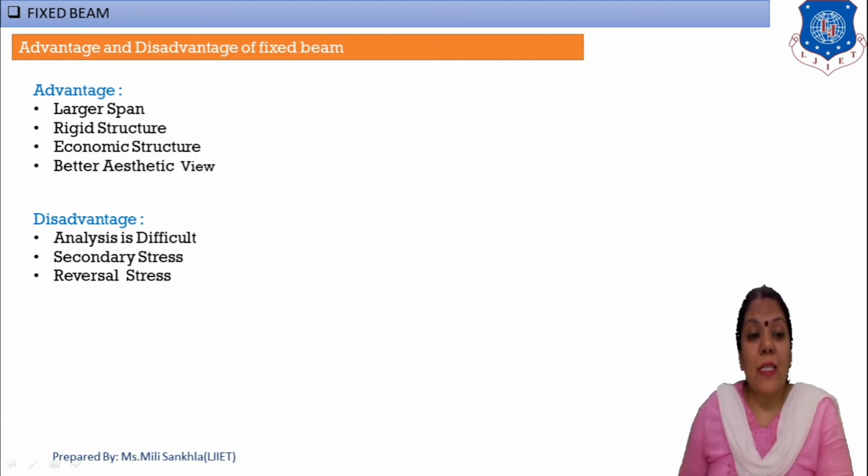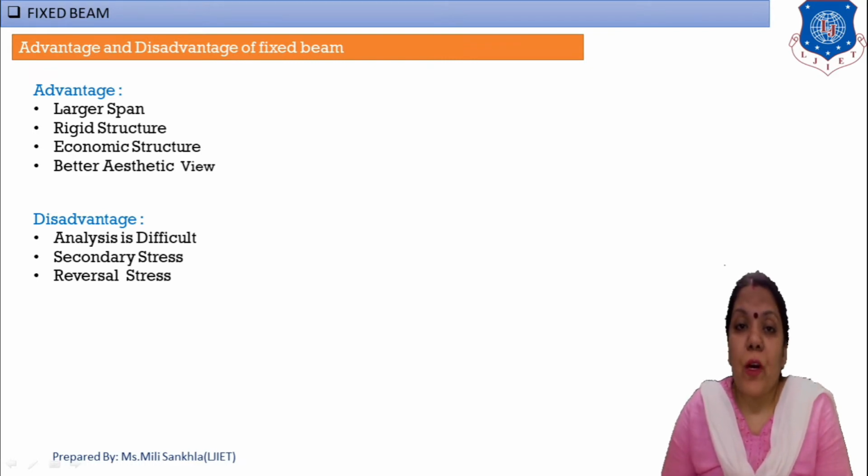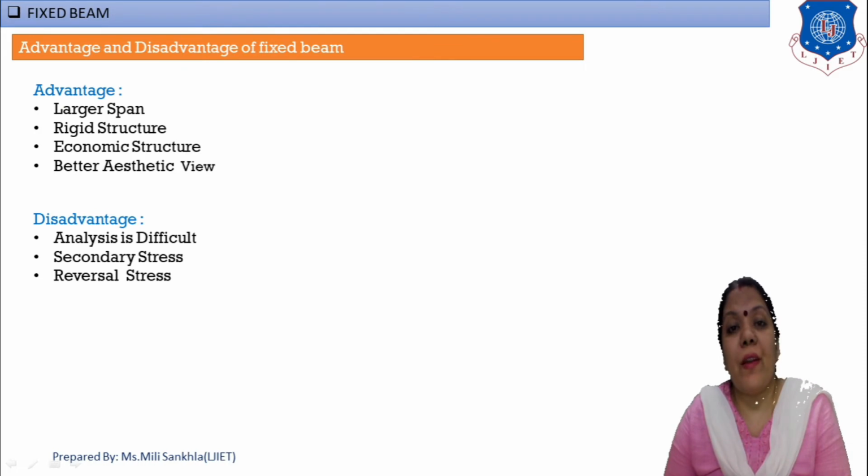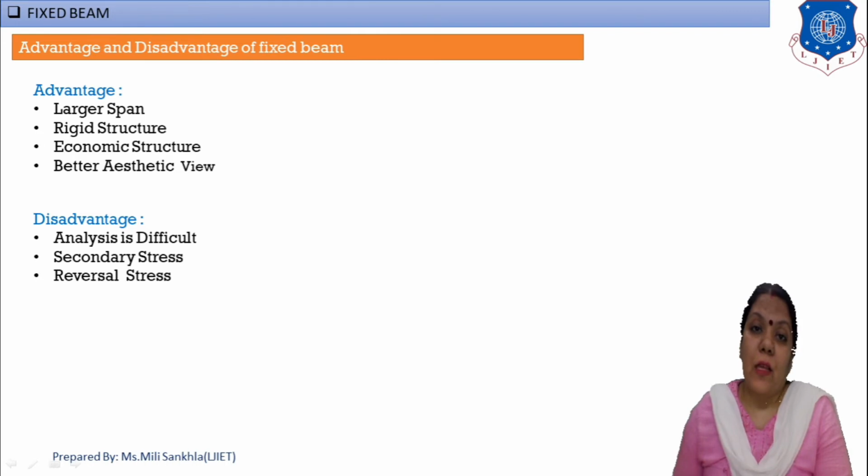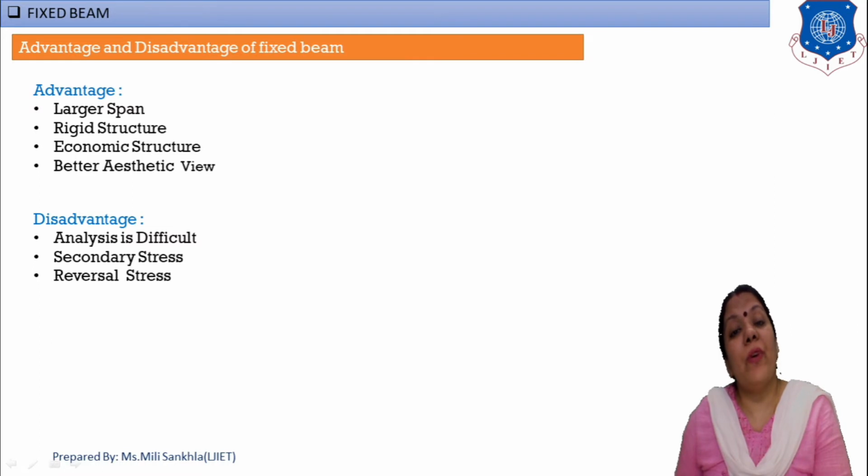First disadvantage is that analysis is difficult. Okay, in a determinate structure our unknown forces are 0, because in a determinate structure all forces we can find out directly. That means our unknown forces are 0, so analysis of determinate structure is easy. But in an indeterminate structure we have unknown forces, positive values. Before starting analysis, first we find out these unknown forces, so analysis of this indeterminate structure, fixed beam, is difficult compared to determinate structure.